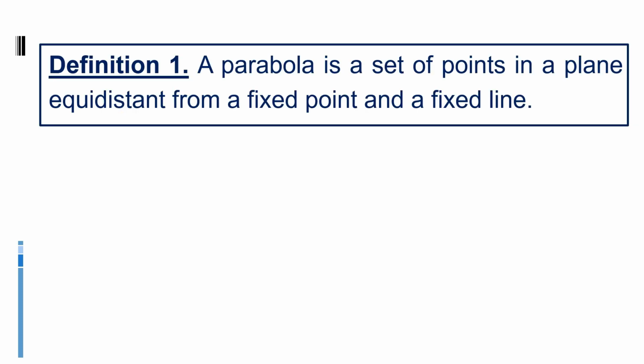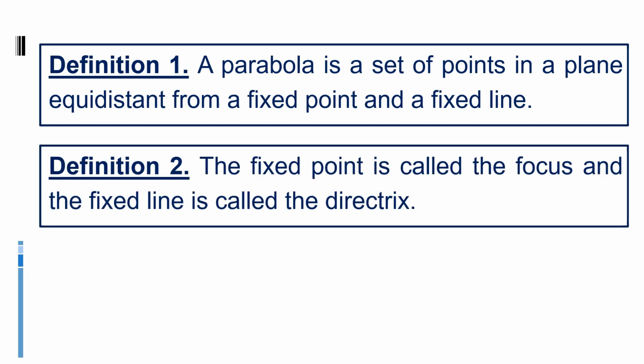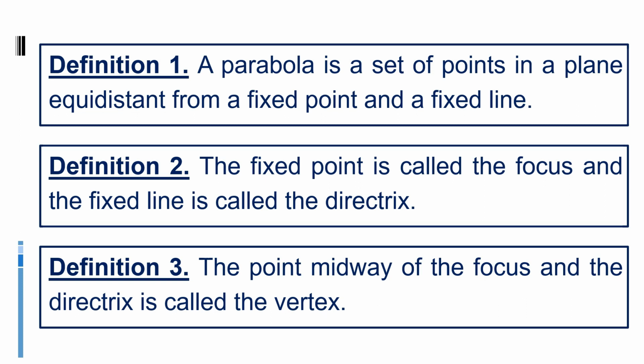The first conic section that we will discuss is the parabola. Now that you know how it is generated, we will formally define what a parabola is. A parabola is a set of points in a plane equidistant from a fixed point and a fixed line. The fixed point is called the focus, and the fixed line is called the directrix. And the point midway between the focus and the directrix is called the vertex.